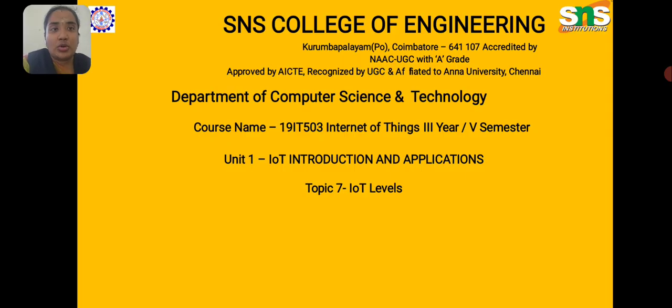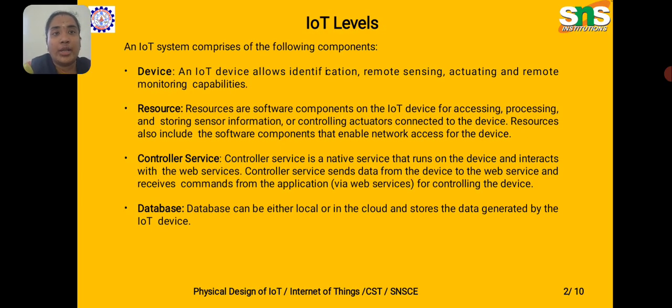Today, we are going to see a topic on IoT levels. What are IoT levels? An IoT system comprises the following components. First one is a device, second one is resources, third one is controller service, and fourth one is a database.